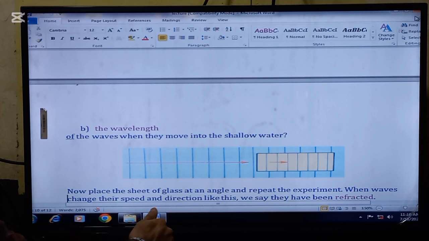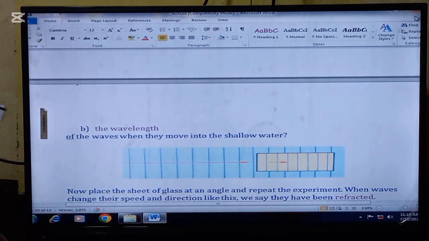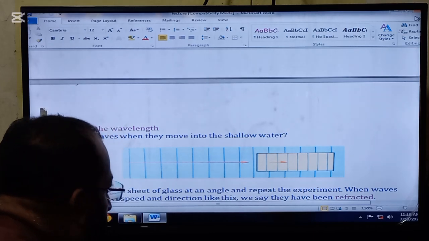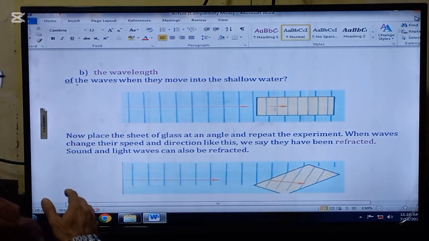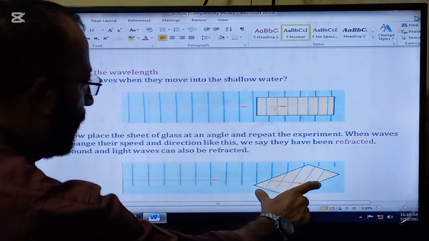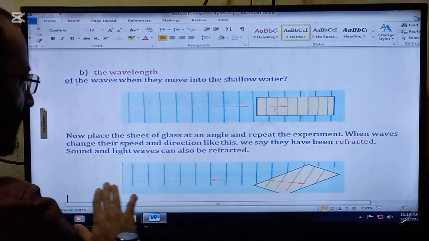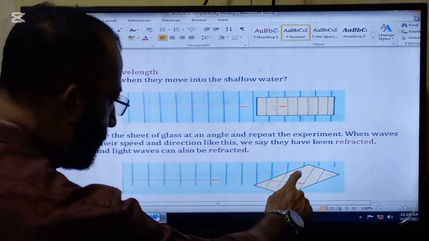Now place the sheet of glass at an angle and repeat the experiment. When waves change their speed and direction like this, we say that they have been refracted. Sound and light waves can also be refracted. So this is an angle to the sheet. So the waves will now be refracted like this.